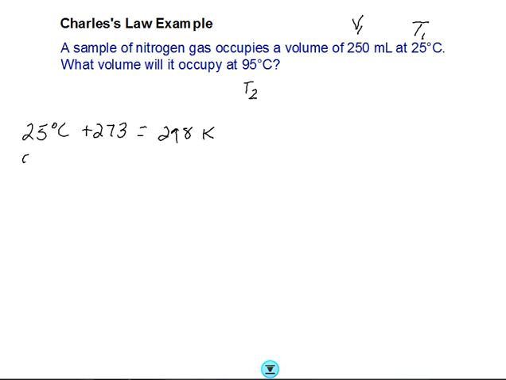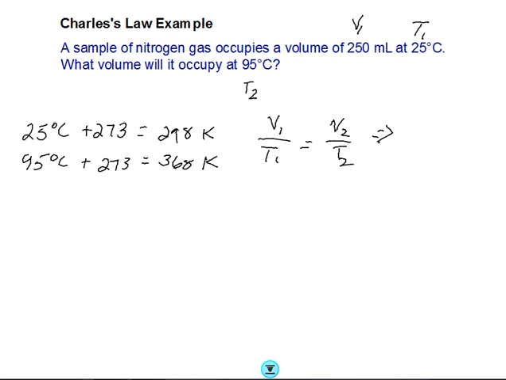And we're looking for V2. That's what we're looking for. And we have T2, which is 95 degrees Celsius, plus 273, which is about 368 K. All right, so let's write down our equation. V1 over T1 equals V2 over T2. And let's plug and chug. So you plug in your numbers. So V1 is going to be 250 milliliters.